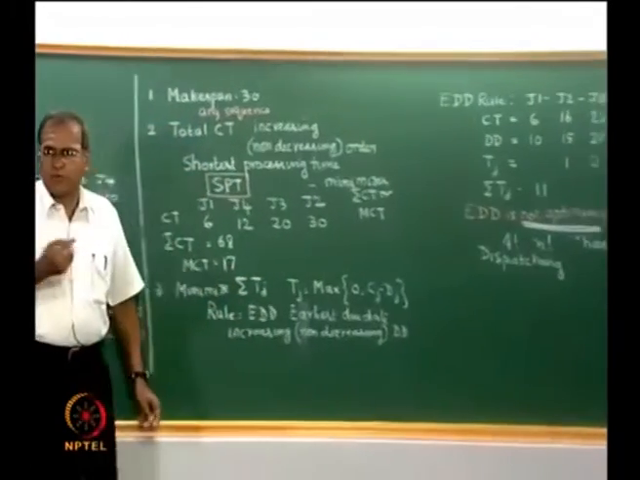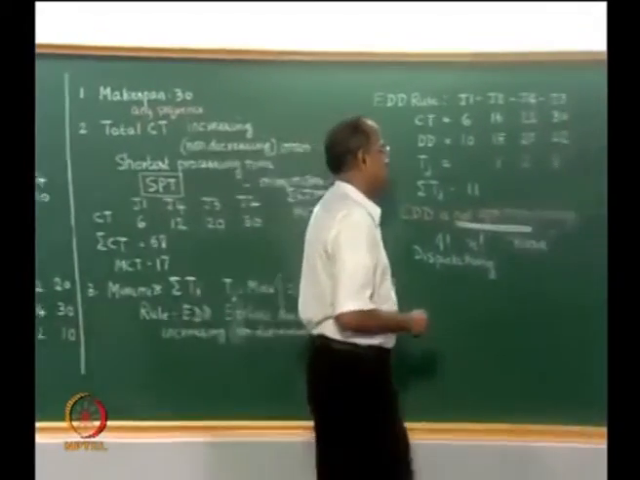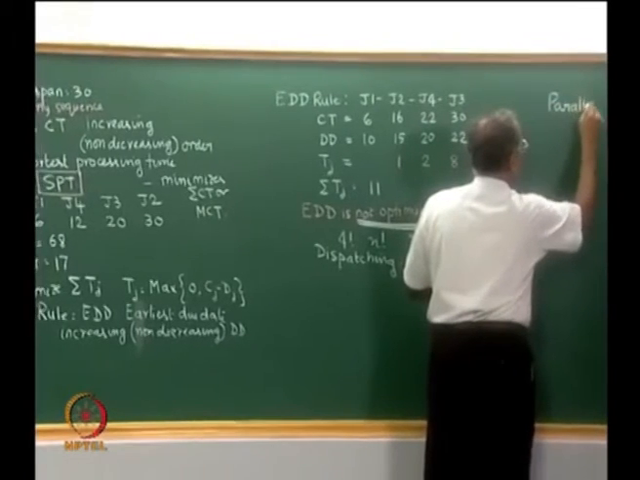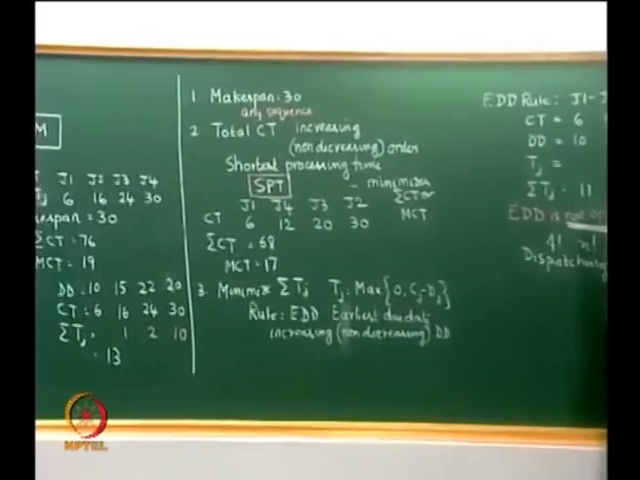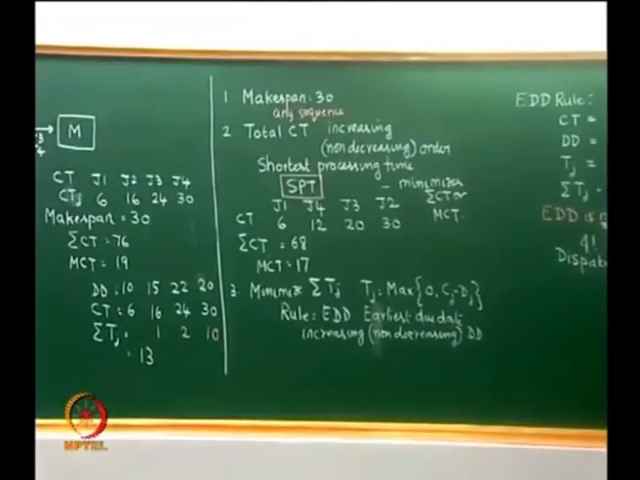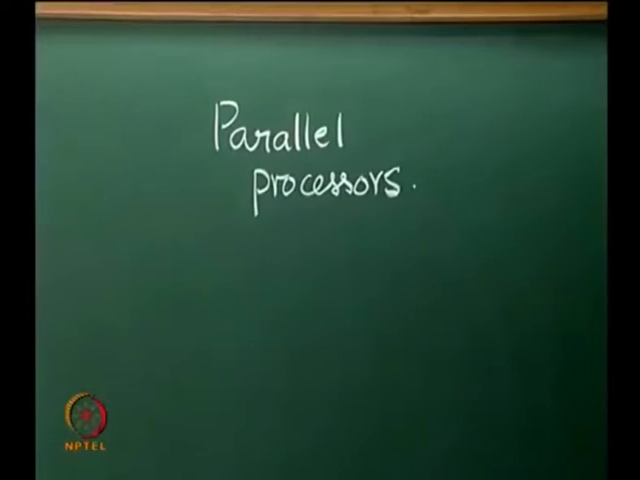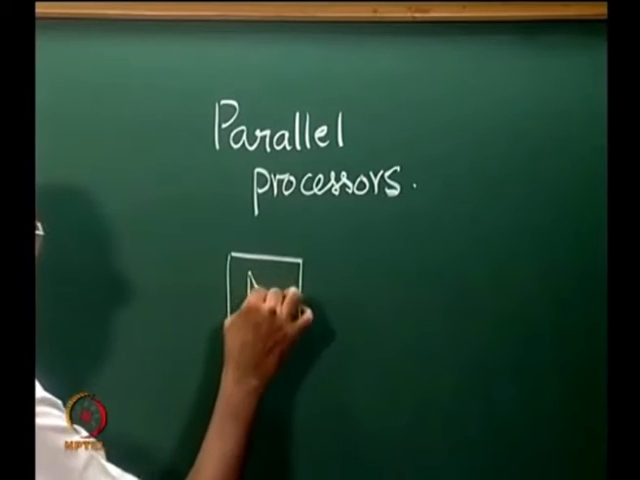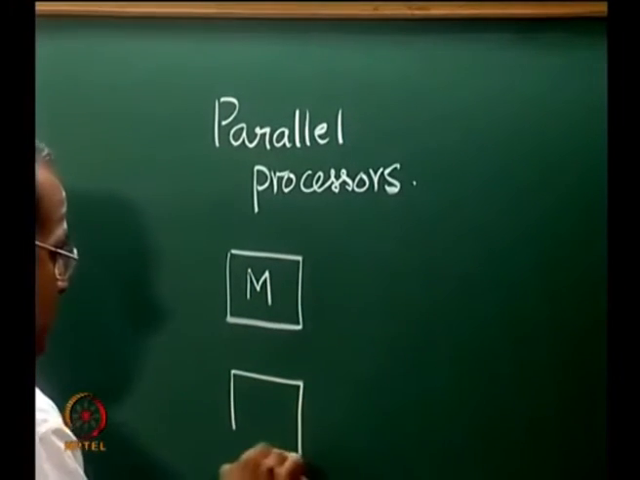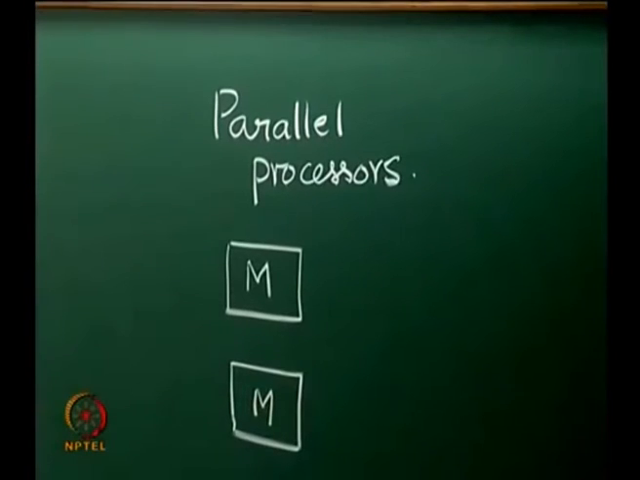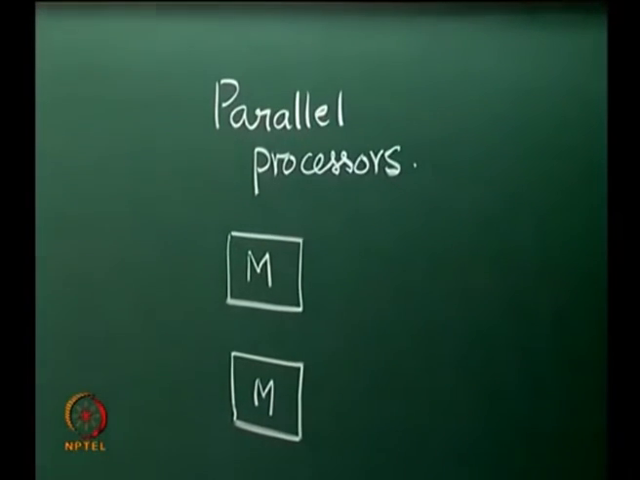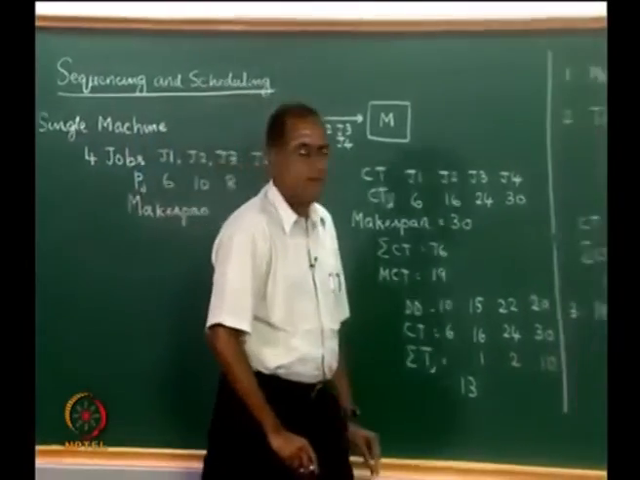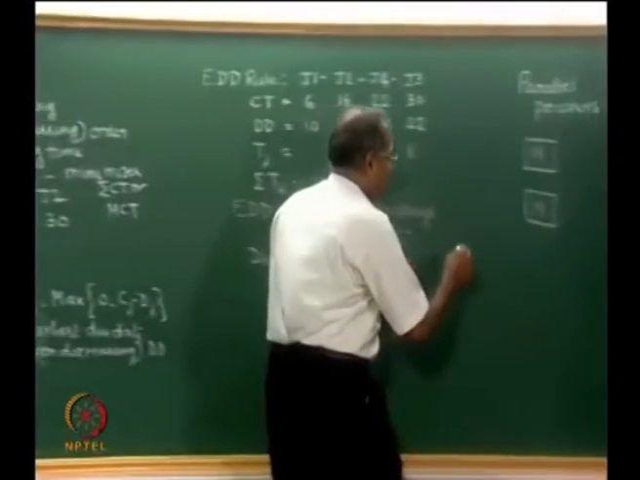Now, we spend a few minutes on minimizing the make span on parallel processors. If we assume that there are two machines instead of one and they are identical, and we have 4 jobs with processing times 6, 10, 8 and 6.